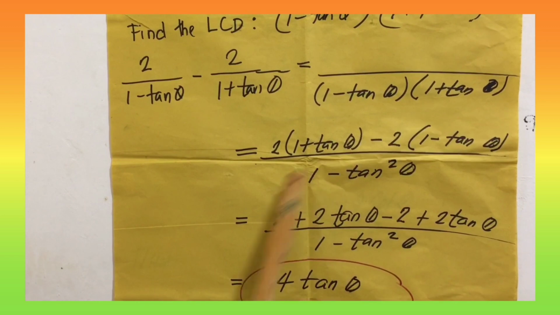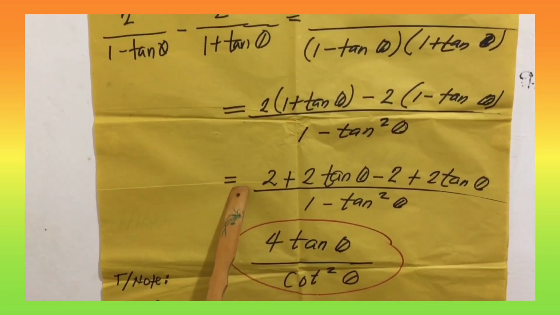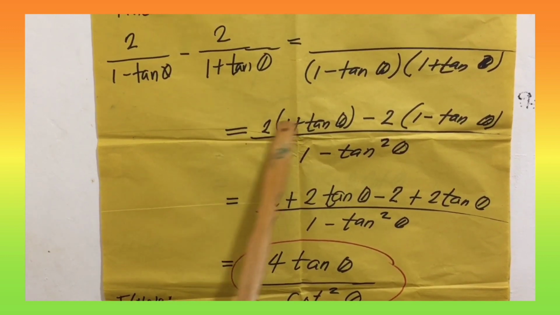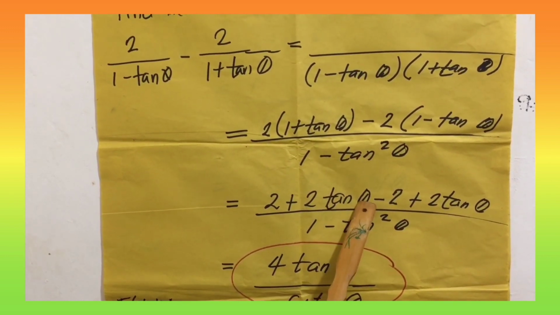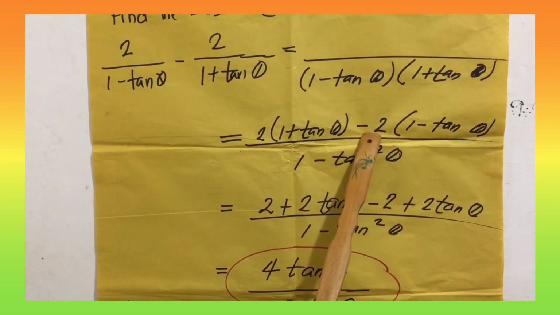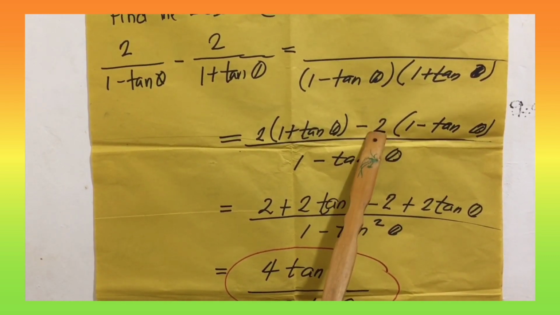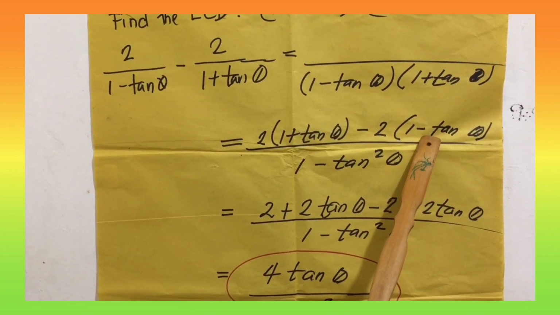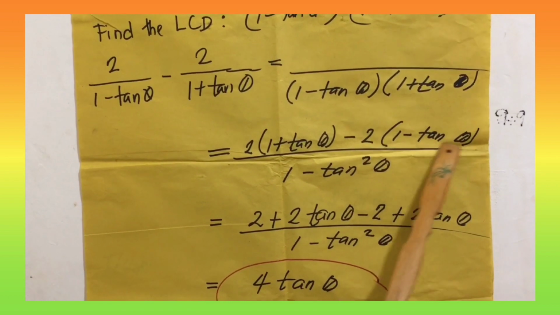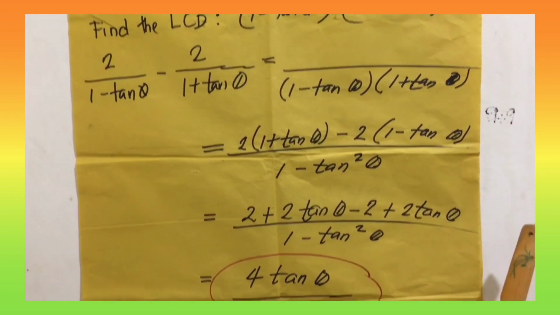Then the numerator, now we're going to simplify, equals 2 by distributive property. 2 times 1 equals 2. 2 times tangent theta, we have 2 tangent theta. Then minus 2 times 1 equals minus 2. Then negative 2 or minus 2 times negative tangent theta equals positive. Then 2 times tangent theta, we have 2 tangent theta.